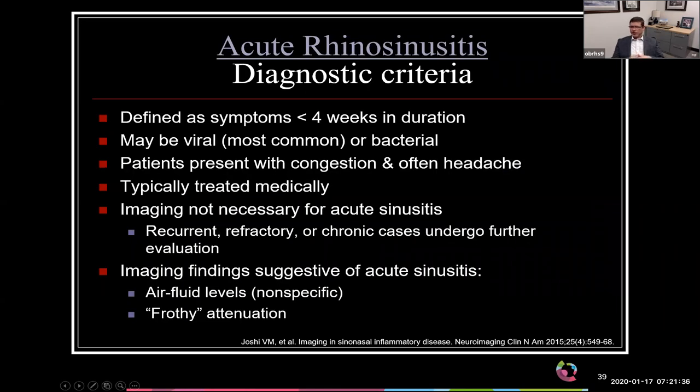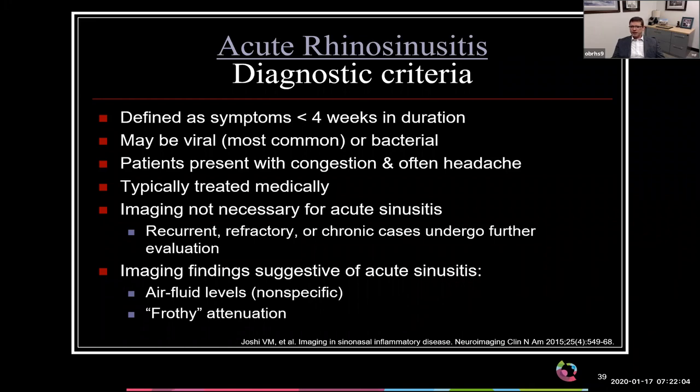Now the important thing, especially when we're talking about acute and chronic sinusitis, is that this is a clinical diagnosis. This is not an imaging diagnosis. There are certain findings on imaging that help support the clinical diagnosis, but this really is a clinical diagnosis. So acute sinusitis, you have symptoms for less than 4 weeks duration. In the vast majority of cases, this is going to be viral and self-limited, and then a smaller percentage of cases are going to be bacterial.